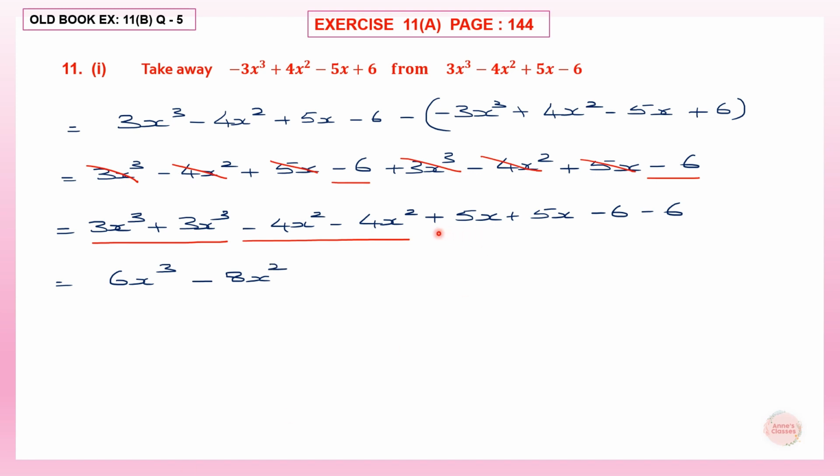Now going to the next one, here we have plus 5x plus 5x. If you take only the numbers, it is plus 5 plus 5. That means signs are the same. We put the same sign and add. 5 plus 5 is 10, 10x. Now, if you go to the numbers here, it's minus 6, minus 6. The signs are the same. So we put the same sign and we add. 6 plus 6 is 12. So our final answer is here 6x cubed minus 8x squared plus 10x minus 12.